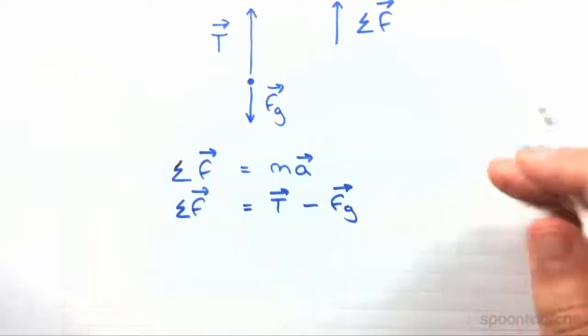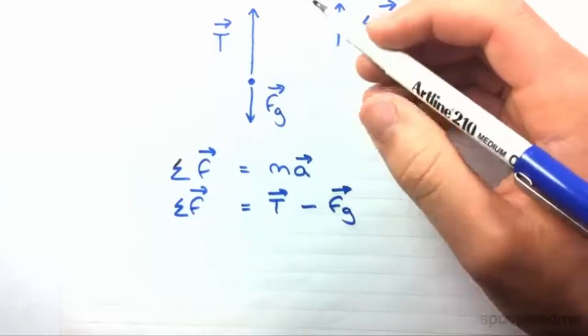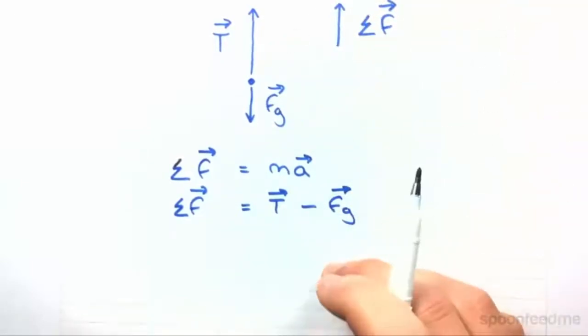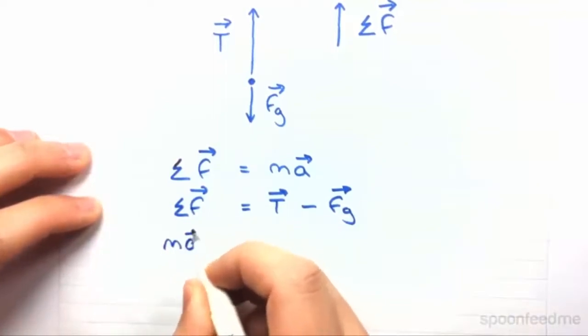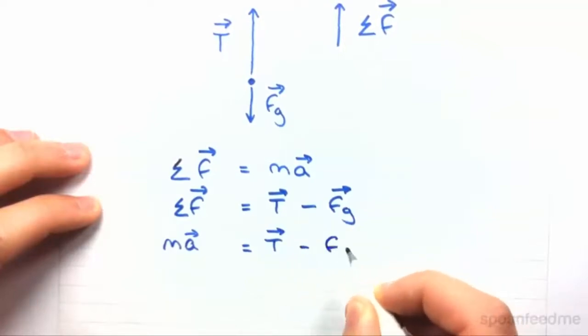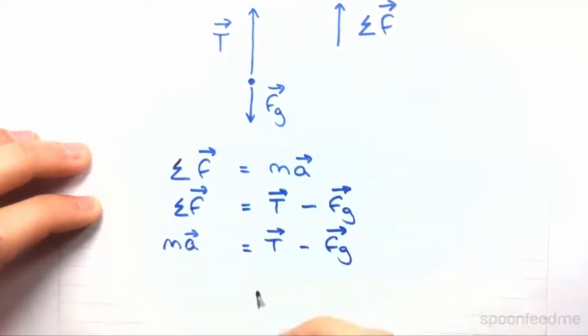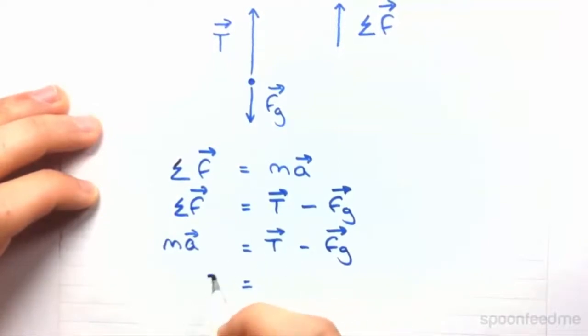Right, the force of gravity has to be negative because it's occurring in an opposite direction to the thrust. So now we can equate these two things and we end up with the mass of the rocket times its acceleration is equal to the thrust minus the force of gravity. Right? Let's just rearrange because we want to find the magnitude of the force of the thrust. Right, so we'll add the force of gravity onto both sides.